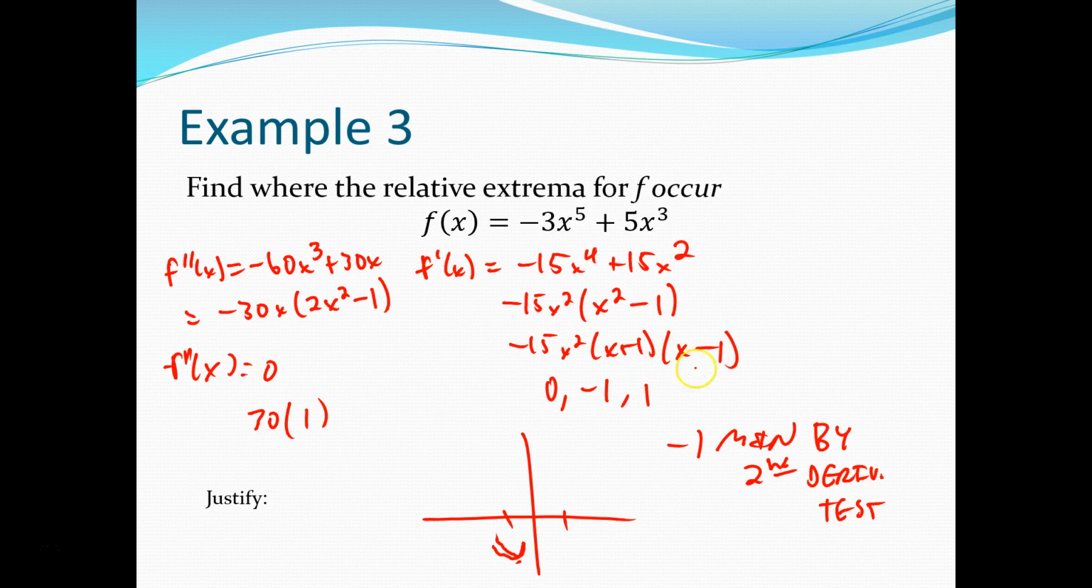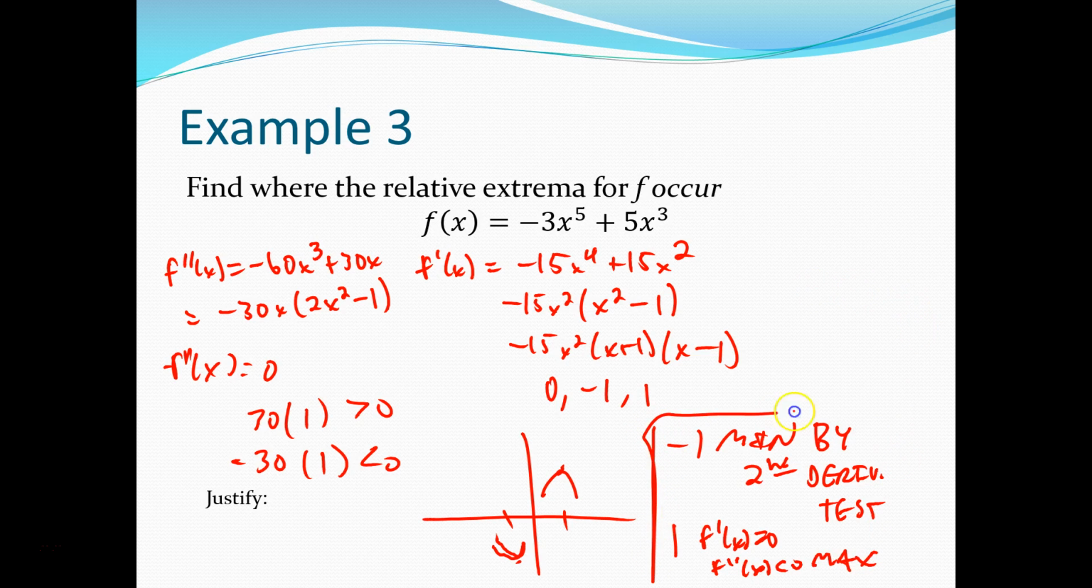And let's see what's happening at +1. So I plug in +1, I get a -30 times 2 minus 1, which is 1. So that is less than 0. So at +1, I have f prime of x equals 0, f double prime of x is less than 0. So it must be concave down. So I've got a max. So we have shown by the second derivative test that at -1 we have a minimum, and at 1 we have a maximum. That's all there is to it. Kind of cool.